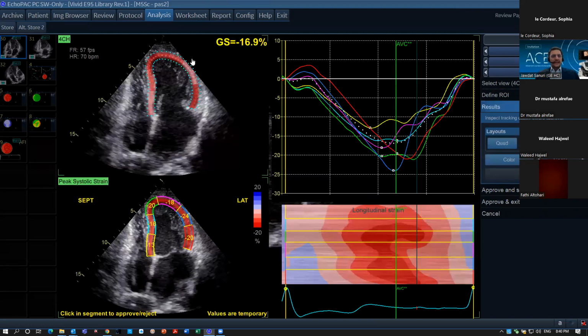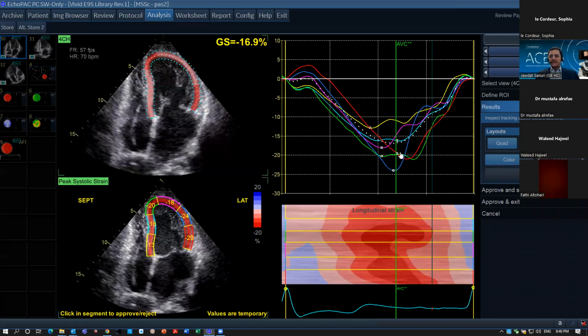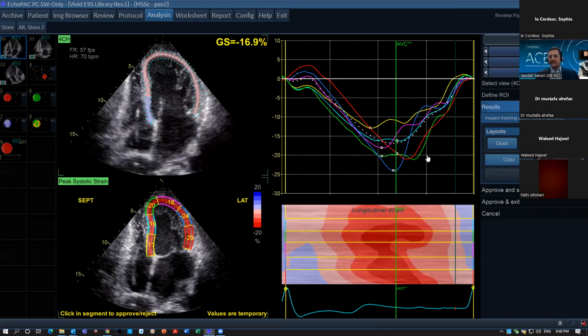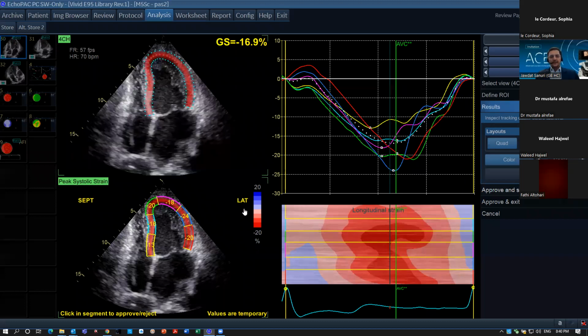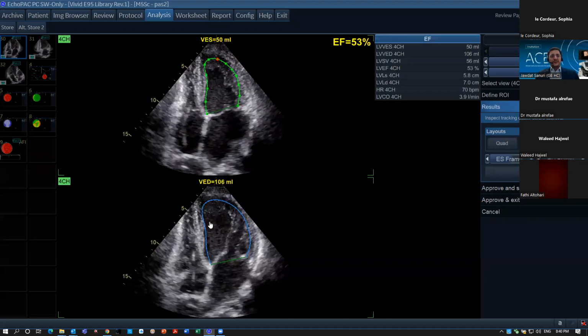So here we have the longitudinal strain values. And you can see a little bit of difference in the time to peak strain, but anyway, we'll approve and select next. We can even do EF here from the 4-chamber endocardial border in diastole and in systole. If you disagree with this, I can also increase this area. Likewise in 2-chamber, if you want your measurement to be a little bit more accurate. Still EF 53% and diastolic volume 140.